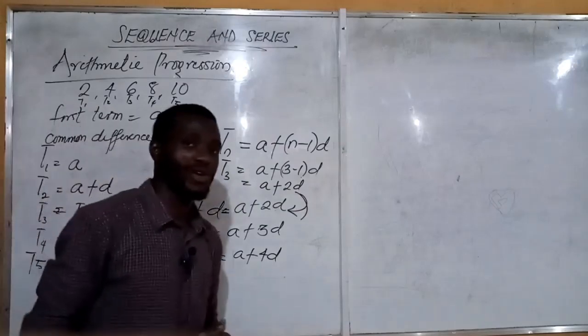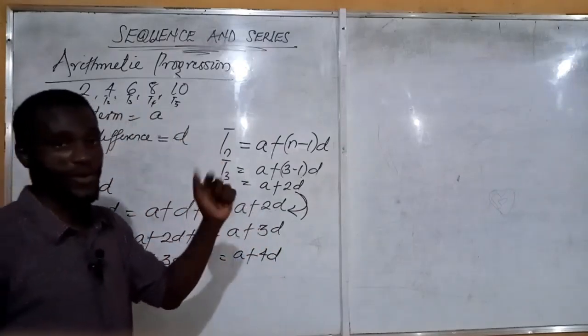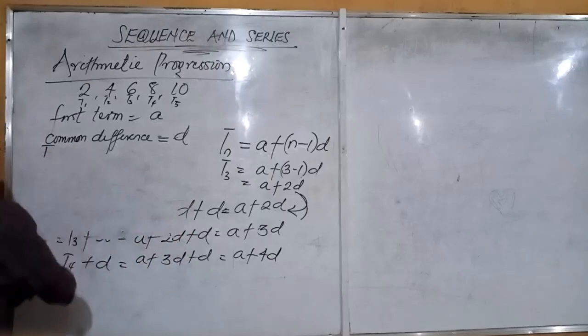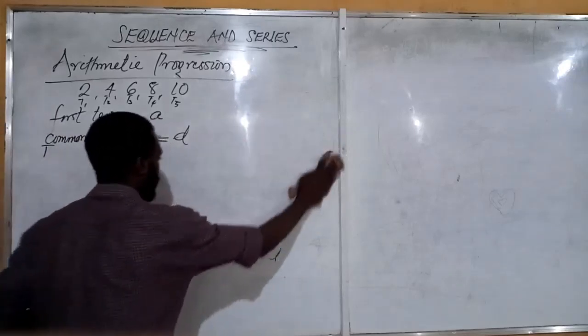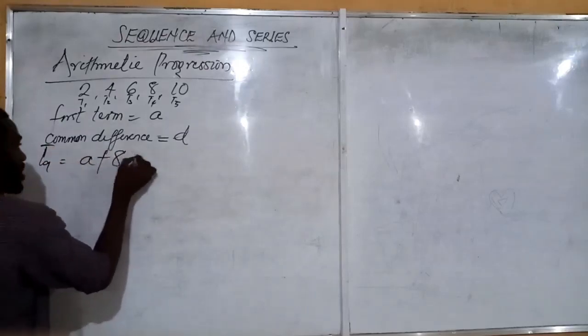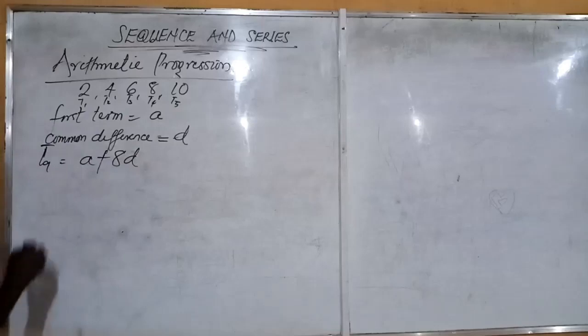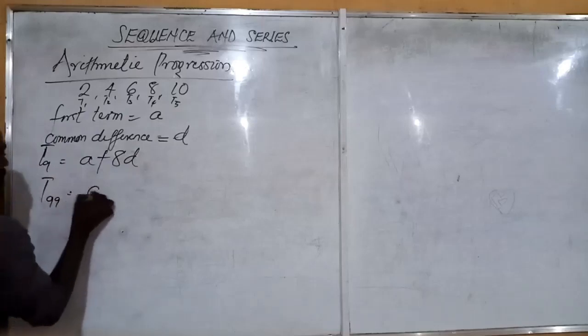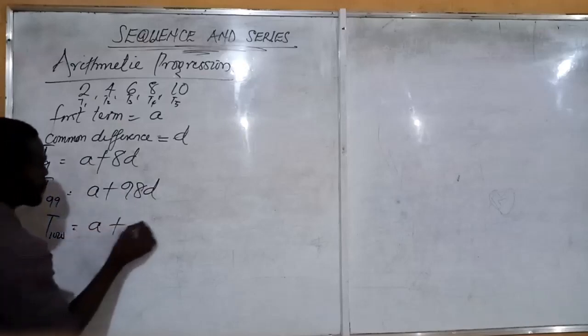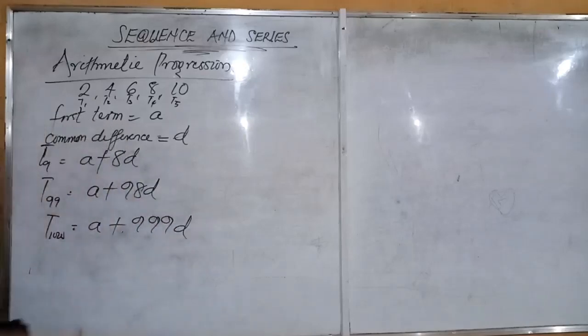So, for any particular term we're looking for, we are going to reduce that term by 1 and then multiply by our D. And that is what it is. So if I told you to find the ninth term, T9, we basically got A plus 8D. If I say find the 99th term, T99 is equal to A plus 98D. Is that okay? If I say find the 1000th term, T1000 will be equal to A plus 999D. And that is the first trick to solving arithmetic progression.